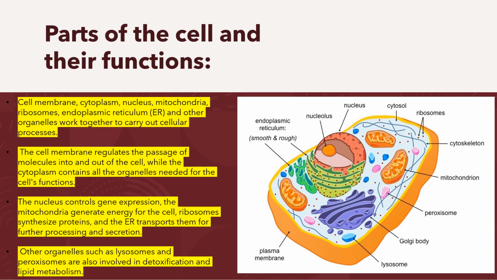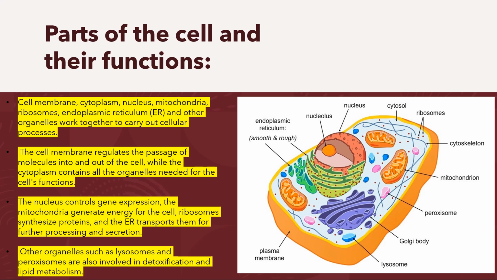And then we have the cytoplasm. The cytoplasm is a gel-like substance that fills the cell and contains all the organelles. It is where many cellular processes take place. Then we have the nucleus. The nucleus is a membrane-bound organelle that contains the cell's genetic material in the form of DNA. It regulates gene expression and controls the cell's growth and reproduction.